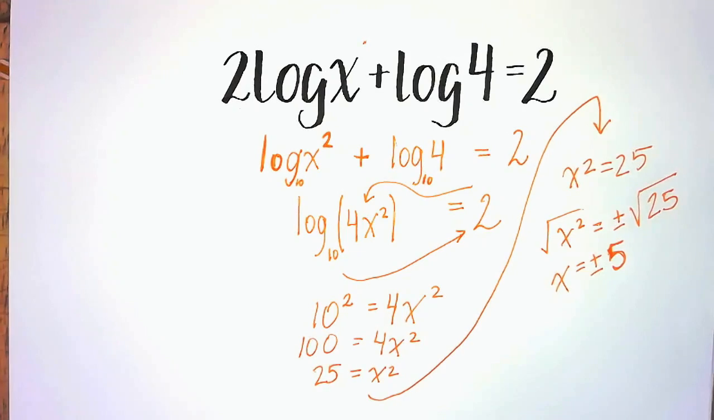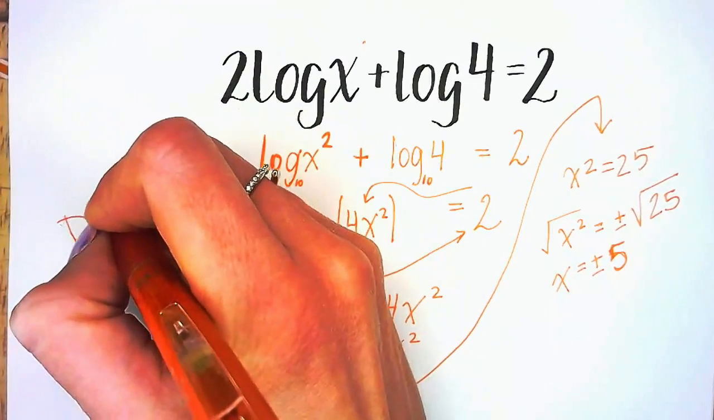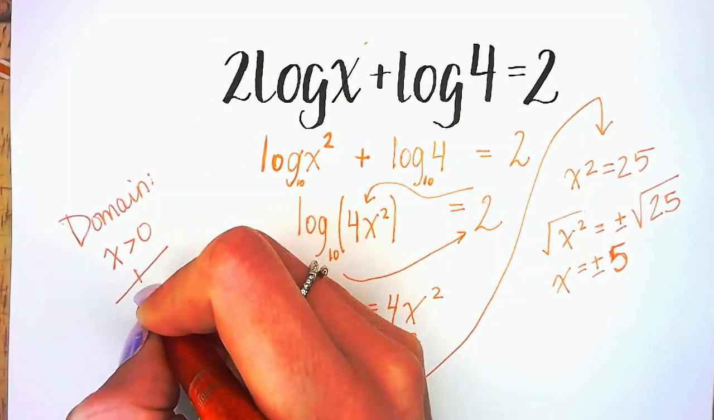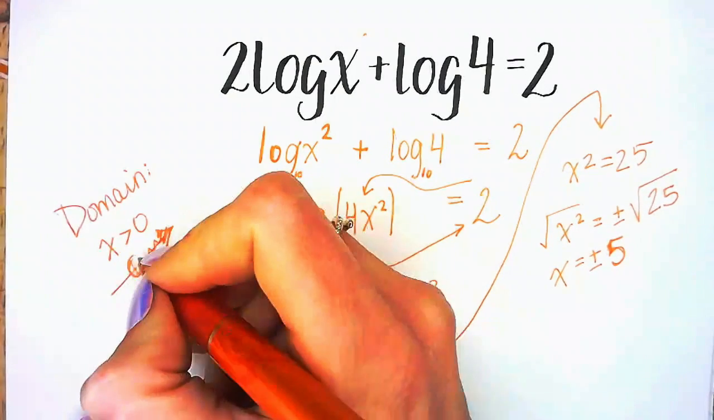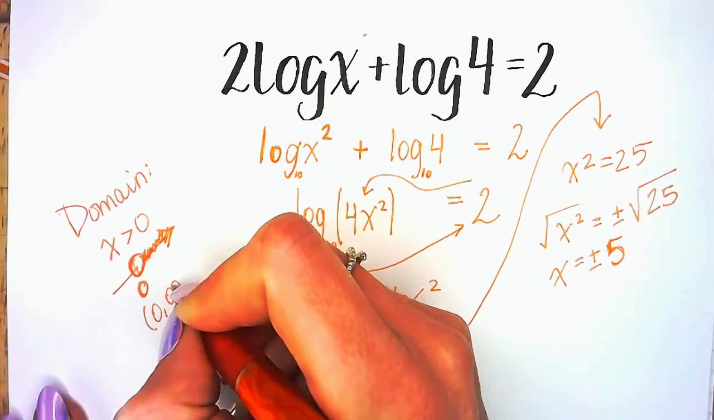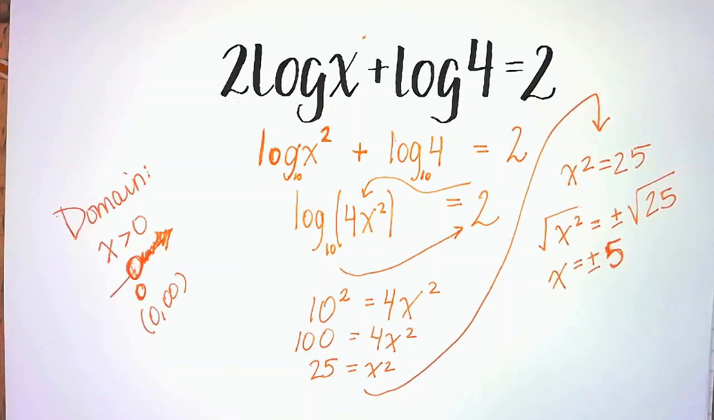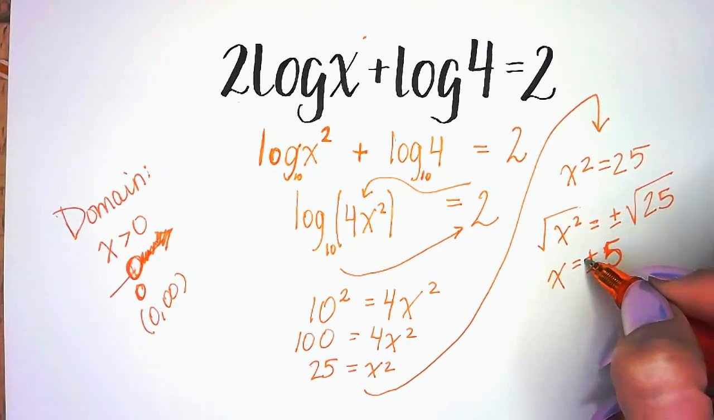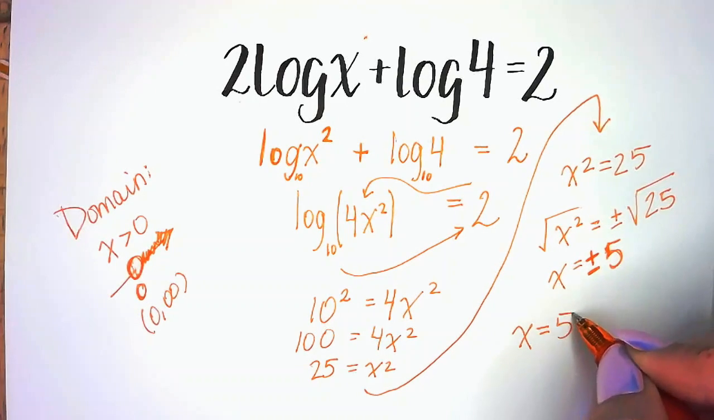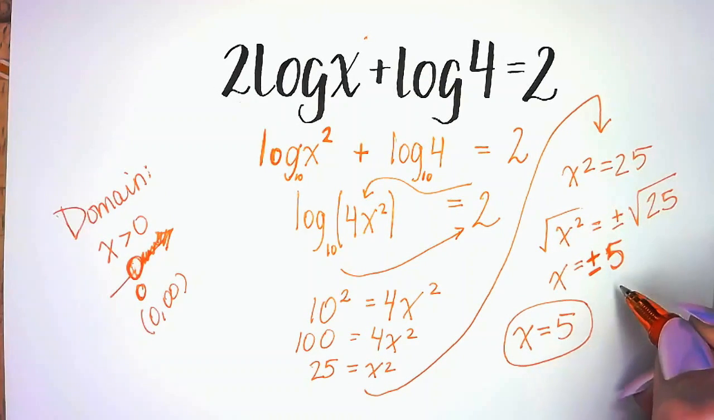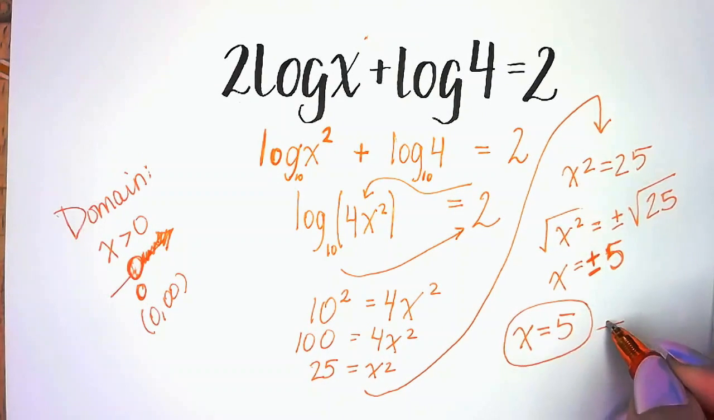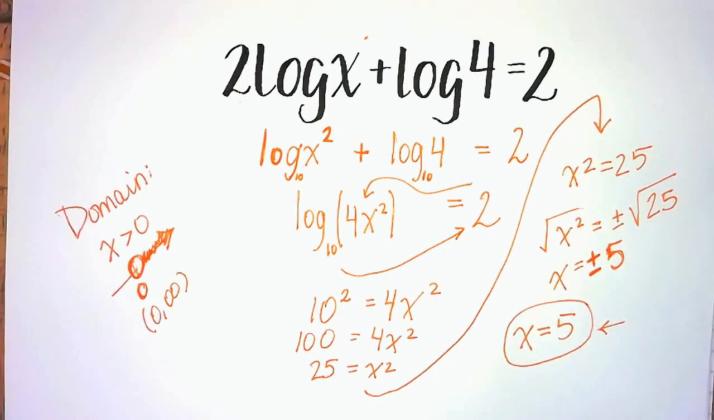However, we should check our domain. Our domain is from 0 to infinity. So even though algebraically we were able to get positive and negative 5, the real final answer to this is just x equals positive 5. Negative 5 is not in the domain for this problem. It is what we call an extraneous solution. X equals 5 is the solution to this equation.